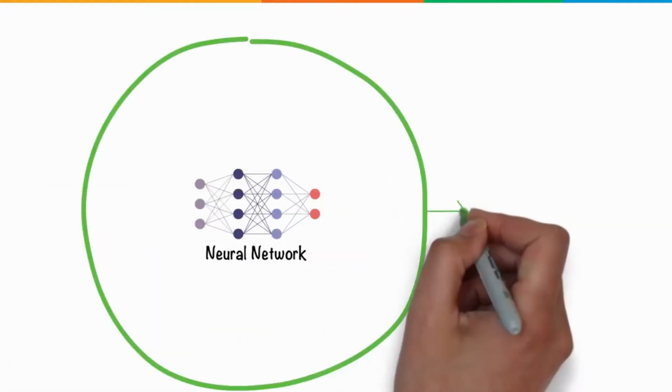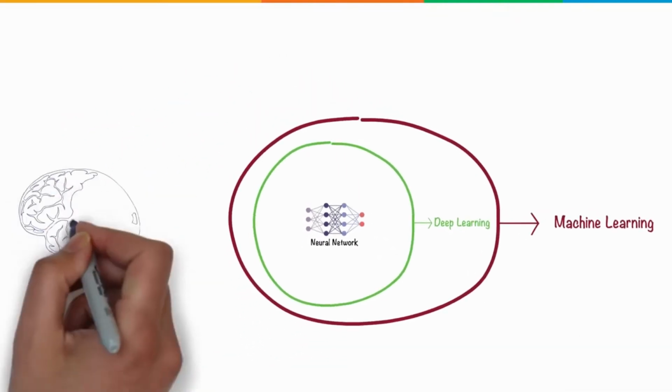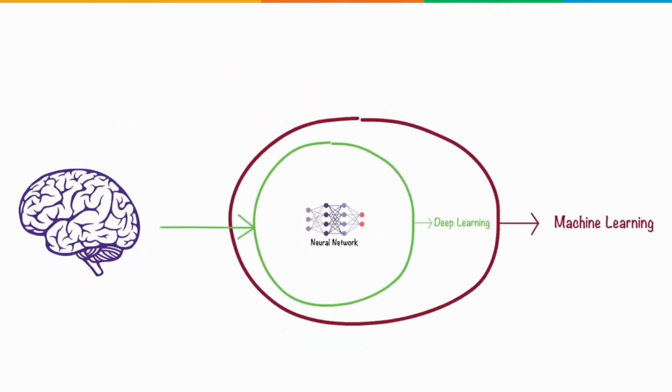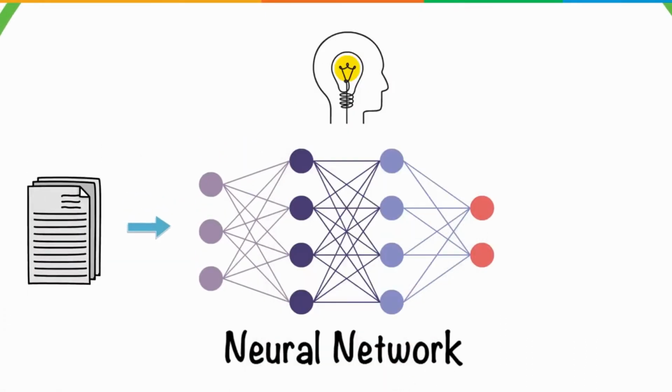Neural networks form the base of deep learning, a subfield of machine learning where the algorithms are inspired by the structure of the human brain. Neural networks take in data, train themselves to recognize the patterns in this data, and then predict the outputs for a new set of similar data.